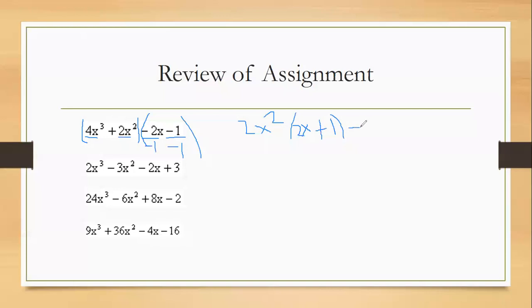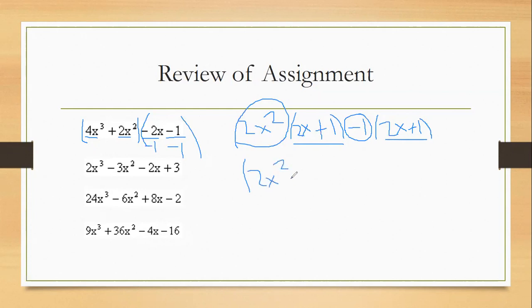And I'll end up with -1 times 2x plus 1. So now that I've done that, you'll notice that these are both the same. And you'll notice that I have these other terms that I factored out. So now when I set up my two binomials, the first one is going to be the two circled numbers. So 2x squared minus 1.